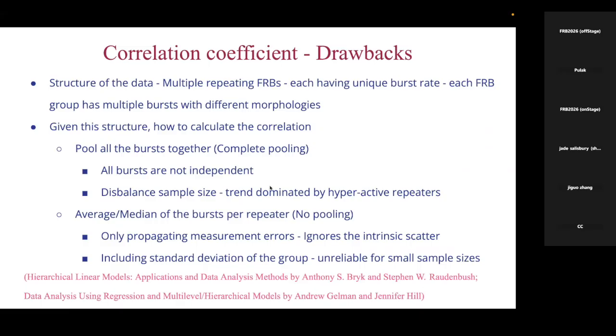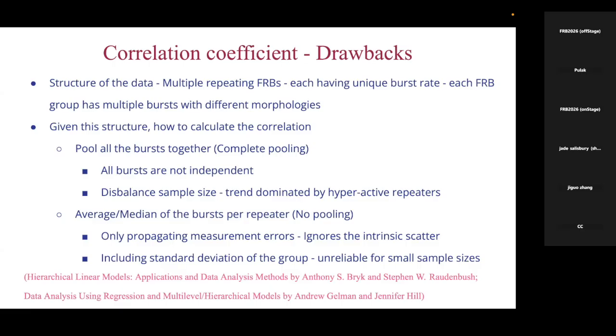There are generally two ways that people use. One is complete pooling, where you pool all the bursts together and then try to evaluate the correlation. But the point is that all the bursts are not independent, and the trend will be dominated by hyperactive repeaters. The other method, which is slightly more reasonable, is that you don't do any pooling, and if you include the standard deviation of the repeating groups, you can sort of account for the intrinsic scatter. But this is unreliable for small sample sizes, especially for the case that we have where there are a lot of repeating FRBs with low burst counts.